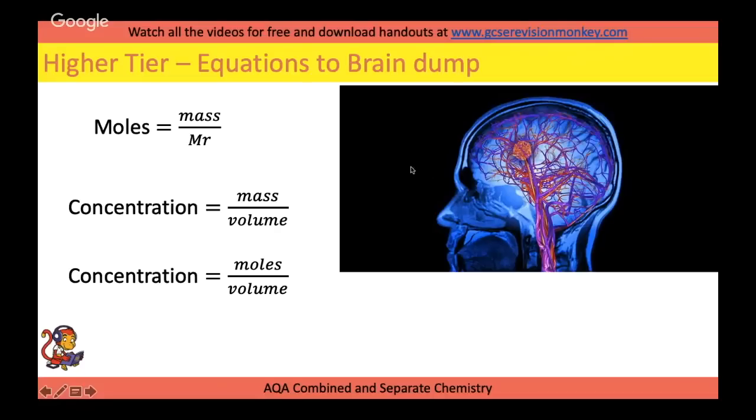So these 3 equations then, for those of you worried about the calculations, these 3 are going to come up in some form or another, maybe both of them together. But moles equals mass over Mr, concentration equals mass over volume, and concentration equals moles over volume. So the units we'll go through as we go through each equation.